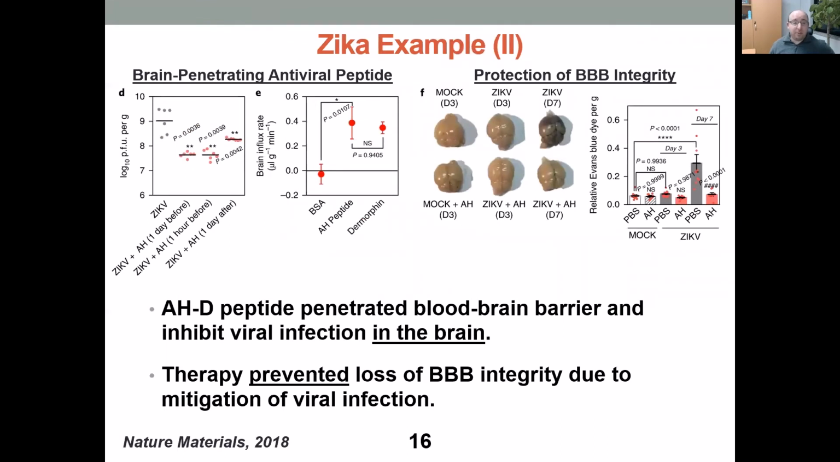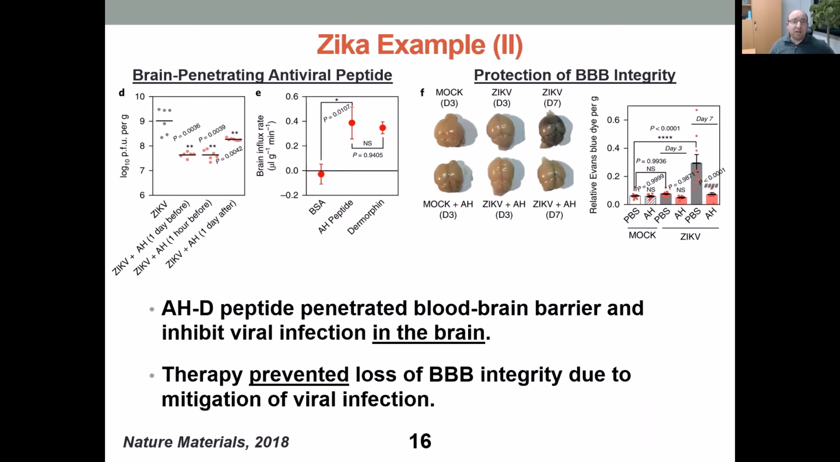And we were also able to see that the AHD peptide could penetrate the blood-brain barrier and inhibit viral infection in the brain. So when the peptide was systemically administered in the bloodstream, it could actually cross the blood-brain barrier and directly inhibit viral infection in the brain. This is really amazing because the blood-brain barrier was still intact and it could actually cross an intact blood-brain barrier. For most classes of antiviral compounds, such as antibody therapeutics, it's very, very challenging to cross the blood-brain barrier. So this was a huge accomplishment.